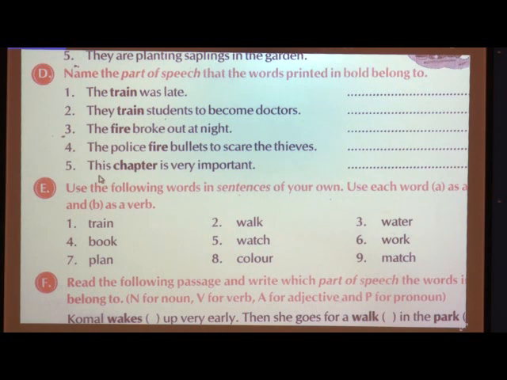In the last sentence, this chapter is very important. This word is a noun. We can say chapter, or a lesson, or a topic. So, this chapter is very important. So this is a noun.